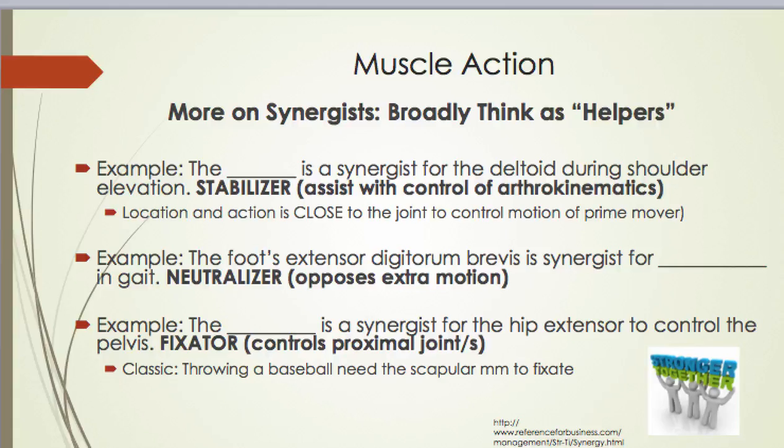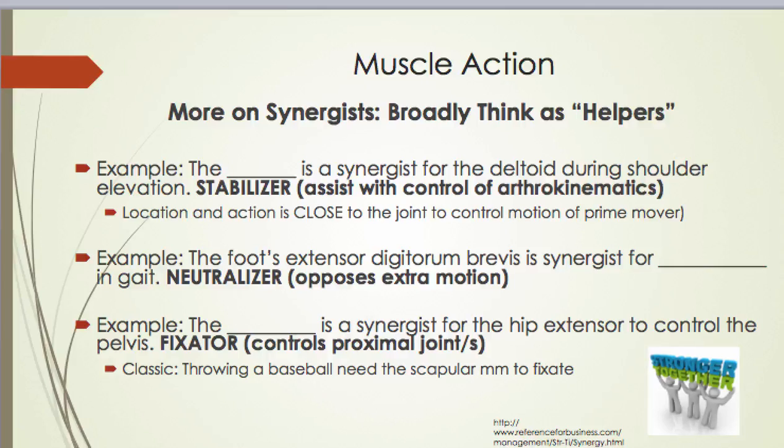So more on synergists. Think of synergists simply as helpers. We know what our prime mover is. All the other muscles that are contracting, whether they're antagonists or agonists, are synergists, and then we have the prime mover. So if we do standing hip extension, our prime mover is the gluteus maximus, right? And then there are different synergists that help us do that motion. So we're going to break down our synergists into three different categories: stabilizers, neutralizers, and fixators.